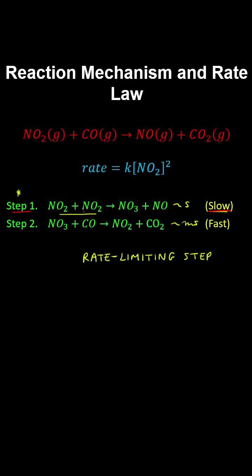So for elementary reactions, we can use the stoichiometric coefficients of the reactants to determine the rate law. So for example, the reaction in the first step is bimolecular, and here this rate law is consistent with the one that's obtained from experiment.